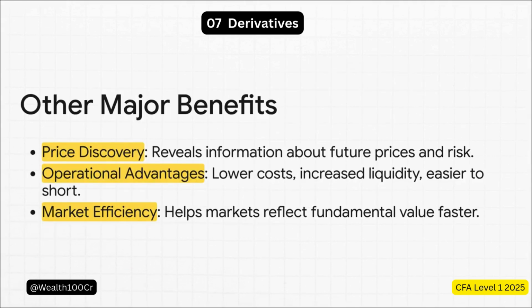There are other benefits also. The first one is called price discovery. It's like checking the cricket scoreboard. It doesn't just tell you the score now, it tells you the run rate, which helps you guess what the final score might be. Derivatives help us guess where prices might go in the future. Then there are operational advantages, which just means it's cheaper and easier to use them. And finally, market efficiency. This means prices change very fast when there's new information, like getting news on WhatsApp instead of waiting for tomorrow's newspaper.